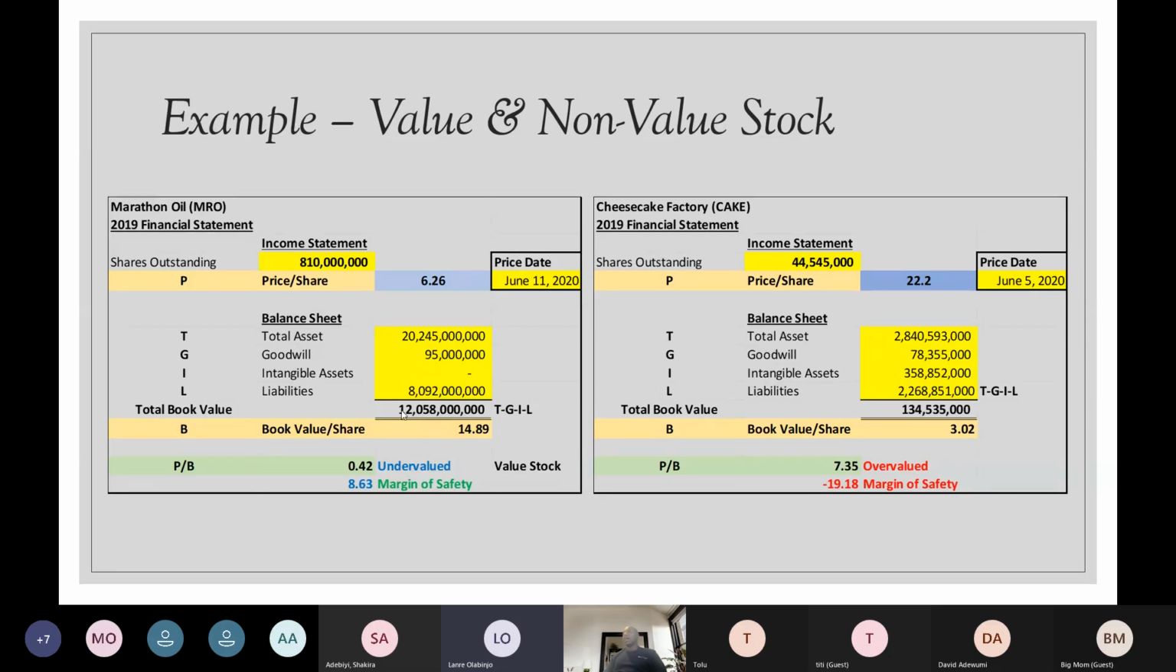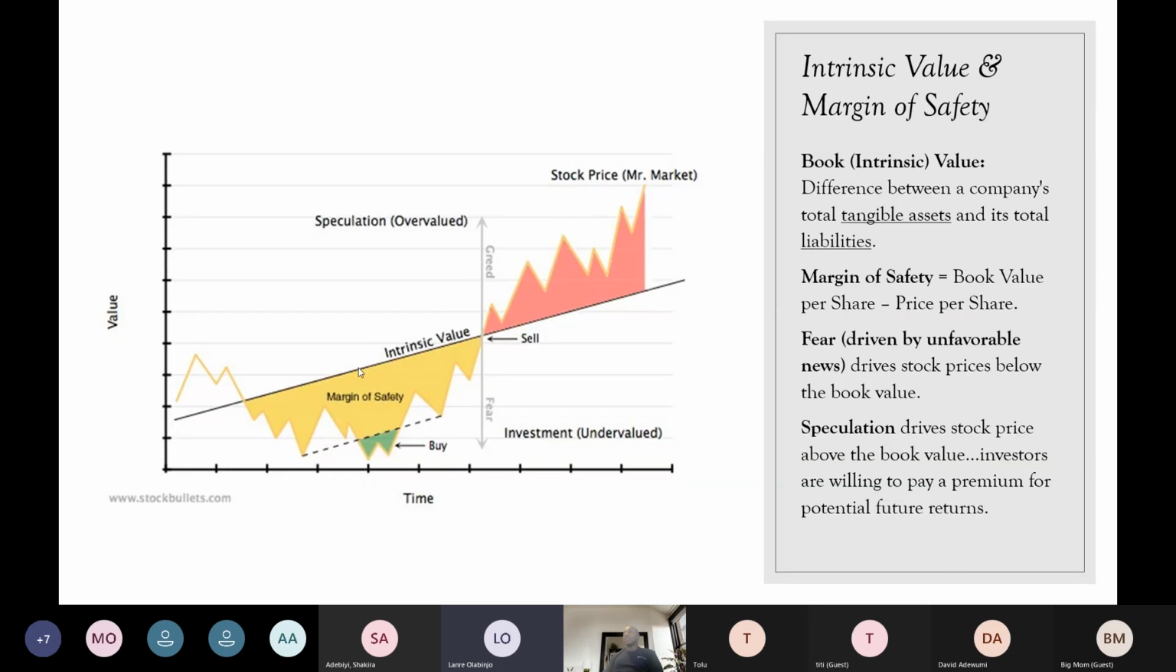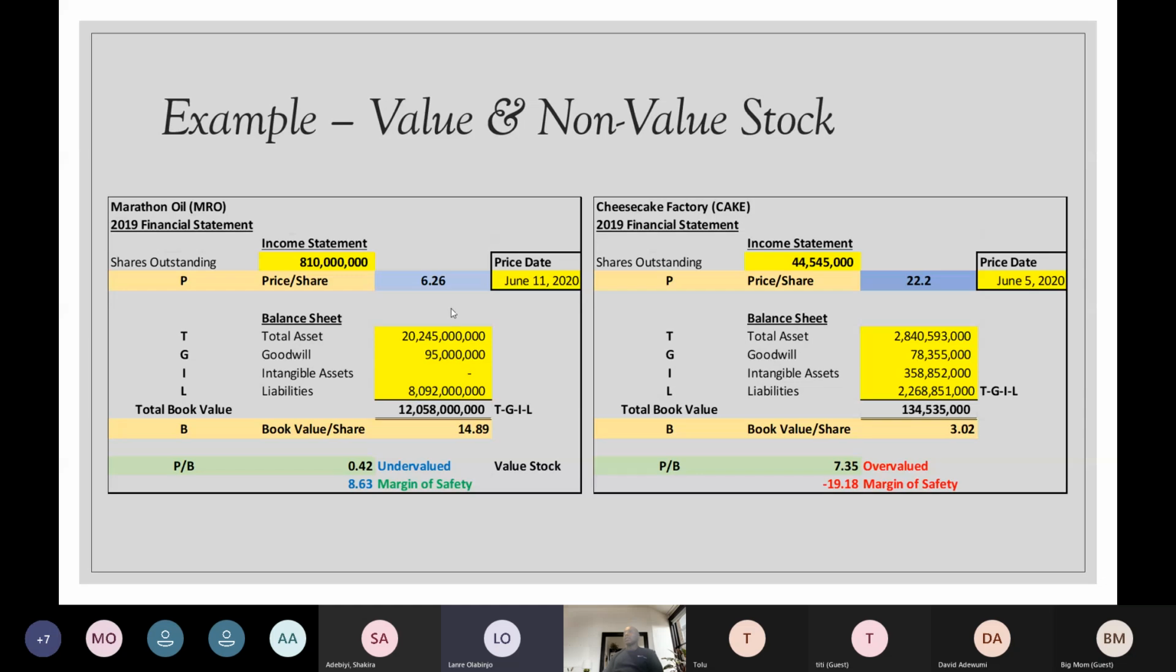All you need to do is divide the book value by the total number of shares outstanding to get the book value per share, because the price of a stock is quoted per share. So you need to calculate the book value per share. If you look at these numbers that I quote here, based on what I explained on this slide, the price of the stock is $6.26. The book value is $14.89. Is the stock trading above or below its book value? I would like somebody to answer that question.